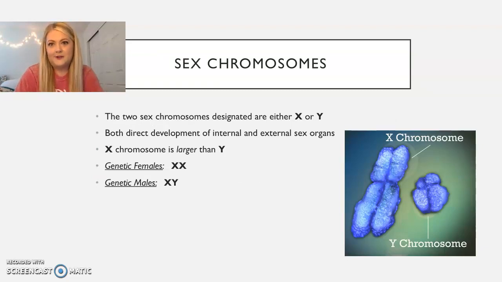So sex chromosomes. The 2 sex chromosomes designated are either an X or a Y, both direct development of internal and external sex organs. The X chromosome is larger than the Y chromosome, and genetic females are XX and genetic males are XY. And here's the X chromosome and the Y chromosome. Again, X is way bigger than Y. XX is female, XY is male.